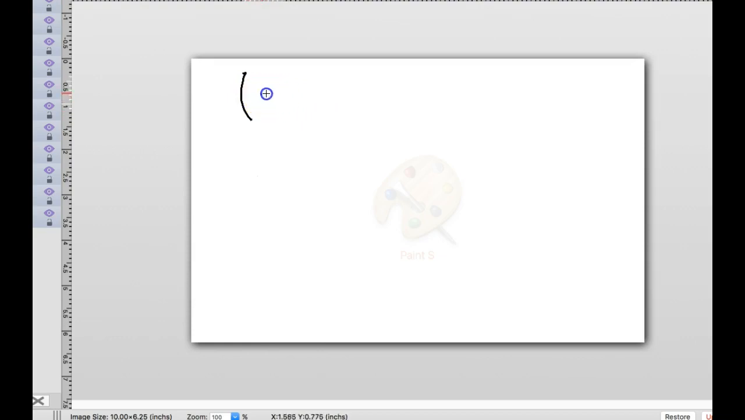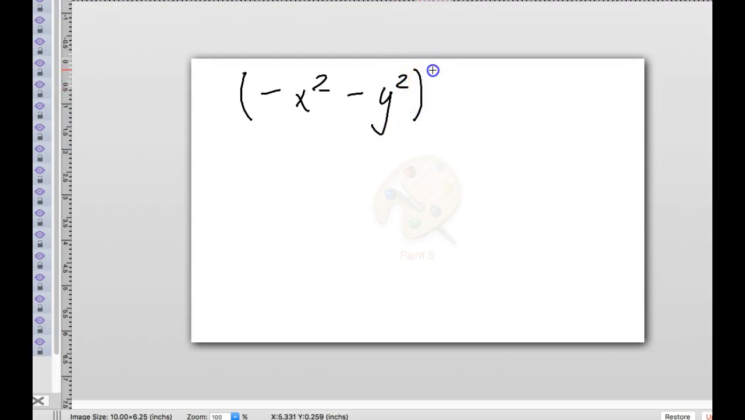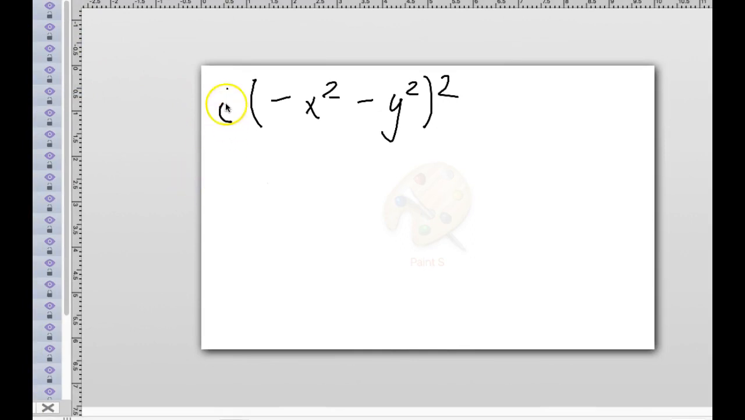We have negative x squared minus y squared, and that is squared. This is lesson 3A, 8I. So when we have that squared, again, we can extend it. So we have negative x squared minus y squared.